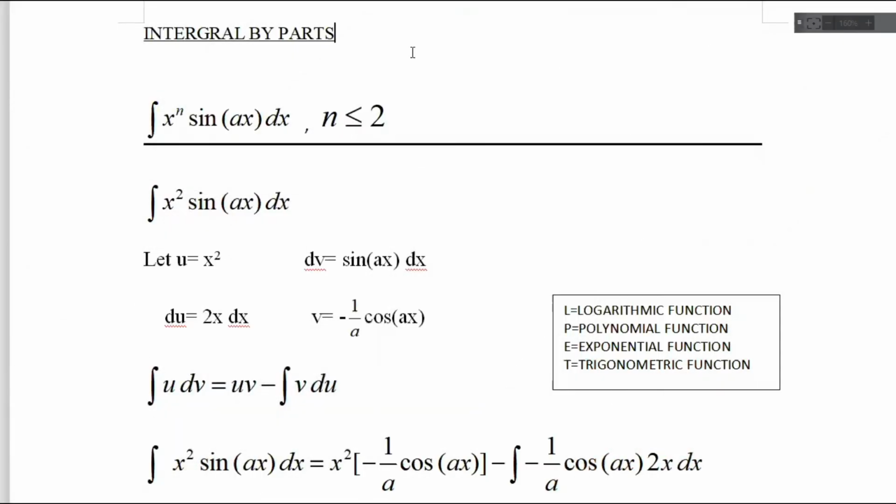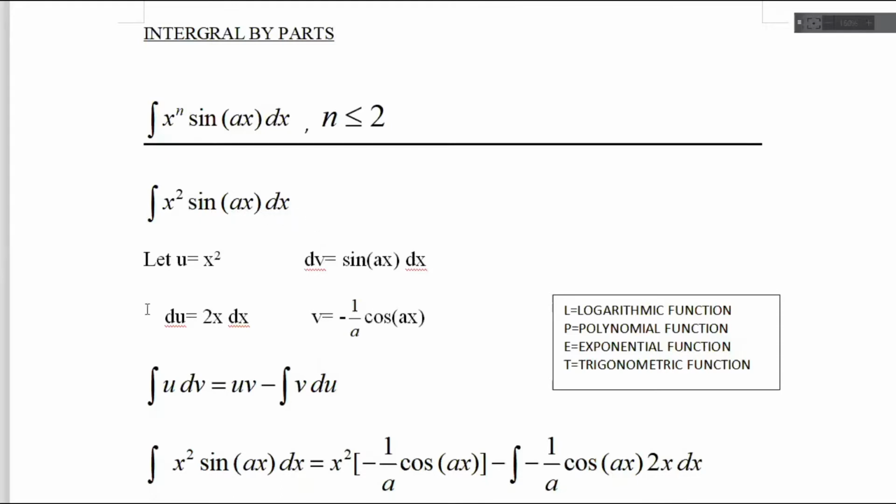Okay, today I will show you how to integrate by parts for this question. The question states: integrate x to the power of n sin ax dx, where n is less than or equal to 2. Next, we let n equal to 2. We integrate x to the power of 2 sin ax dx.